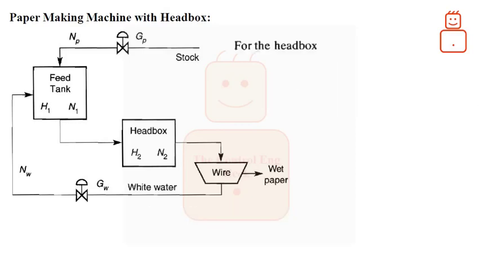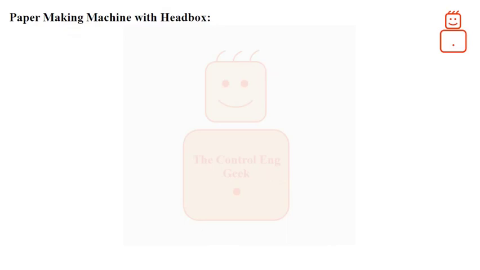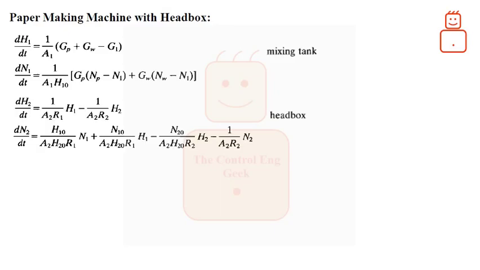For the headbox, the mass balance law gives the following differential relations, where A2 is the cross-sectional area of the headbox, whereas R2 is the flow resistance of the headbox. Combining both groups of differential relations, we end up having the following for the mixing tank and for the headbox. As we can see, this is a bilinear differential equation. This means that in order to use linear MPC, we need to have a linear model.